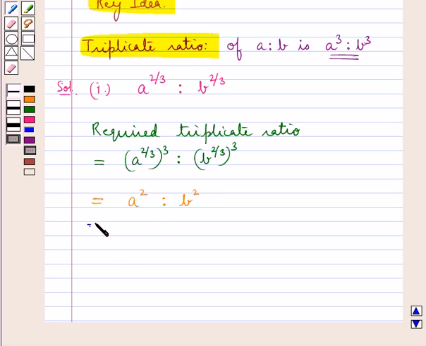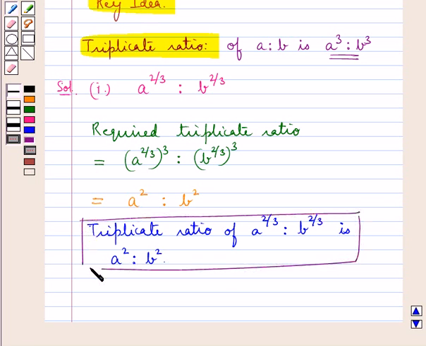So we have triplicate ratio of a to the power 2 upon 3 is to b to the power 2 upon 3 is a square is to b square. So this is our final answer for the first part of the question.